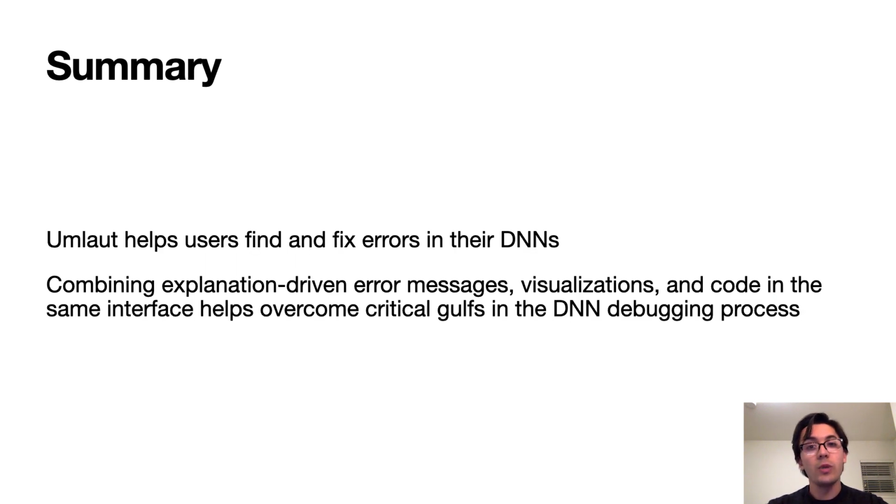In summary, we created the Umlaut system, which helps users find and fix errors in their deep neural networks. Umlaut helps users overcome critical gulfs in the deep learning debugging process by linking explanation-driven error messages, annotated visualizations, and code in the same interface. We believe Umlaut presents many opportunities for future work in supporting users throughout the process of developing, debugging, and deploying deep neural networks.